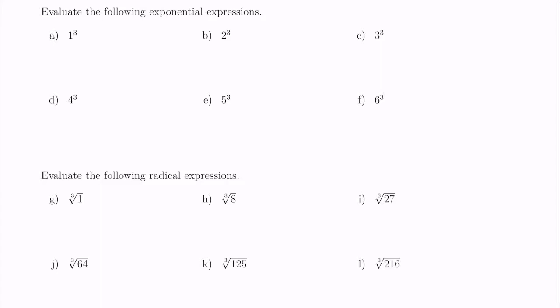In this example, we're simply going to try to solidify the relationship between the exponents and the radicals. So in parts A through F, we're going to be taking 1, 2, 3, 4, 5, and 6 respectively, raised to the third power. 1 to the third, 1 times 1 times 1, equals 1 in part A. In part B, 2 to the third equals 8, because 2 times 2 times 2 is 8.